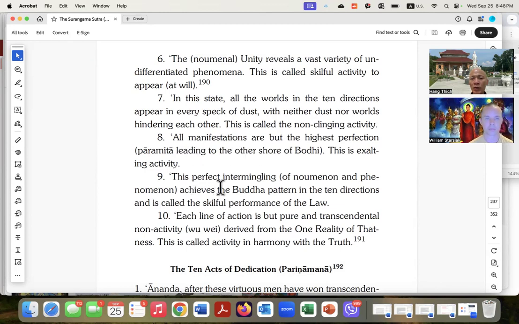This perfect intermingling of noumenon and phenomenon achieves the Buddha pattern in the ten directions and is called the skillful performance of the law. So the union of the noumenon and phenomenon achieves the Buddha pattern. Last time we talked about the definition, the difference between the noumenon and phenomenon, right?